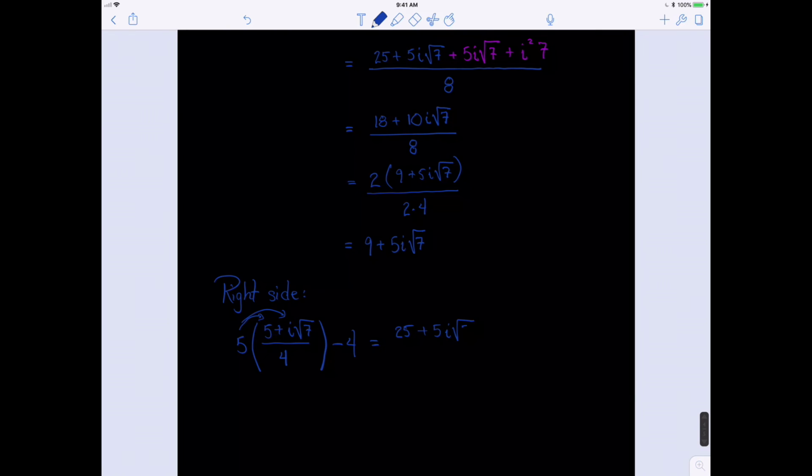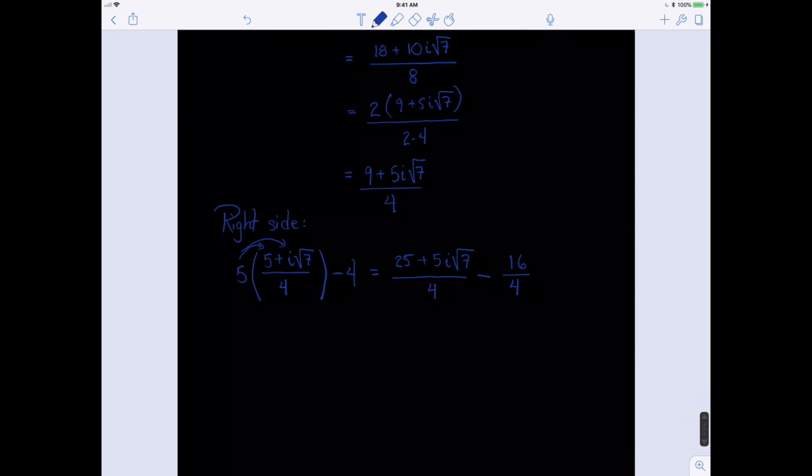plus 5i square root 7 over 4 minus, oh, I'm sorry, my new answer above is over 4. Now let's write back to our minus 4 in this problem. If we write that with a common denominator of 4, we get minus 16 fourths. So now notice I have a common denominator. I have 25 minus 16, that's 9, plus 5i square root 7, divided by 4.